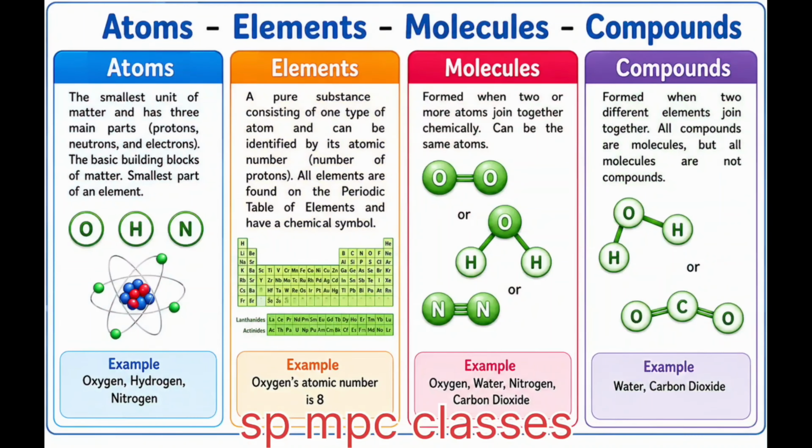Compound means when two or more atoms, elements or molecules combine together in different ratios, we get the compound. An example is calcium carbonate. When calcium oxide reacts with carbon dioxide, we get calcium carbonate. It is one of the examples. In this manner we can differentiate atom, element, molecule and compounds.